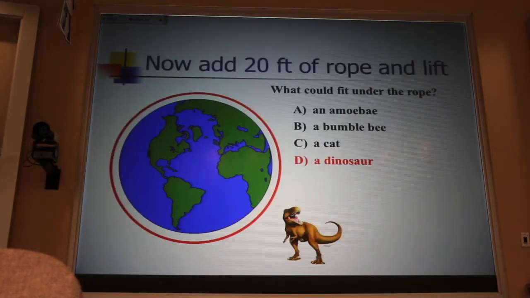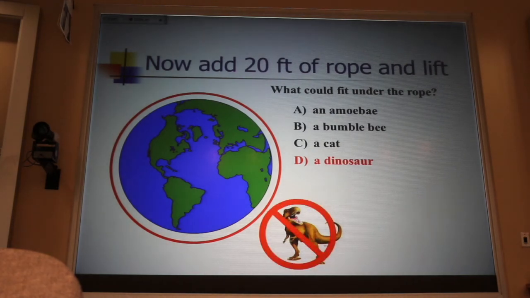Not that kind of dinosaur. I'm talking about the one that got the fellow in the Jeep. You remember? That was a scary movie. I let my youngest son watch that when he was too young.